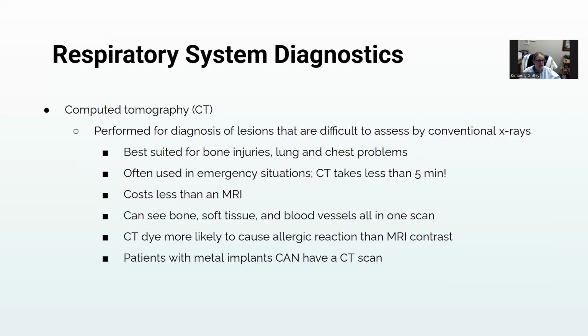But your CT dye, if you need it, is more likely to cause an allergic reaction than the MRI contrast. So if somebody's going to get CT dye, you want to make sure that they're not allergic to shellfish or iodine. And if you have a metal implant, you can have a CT. It's just MRI that you have to be very careful of. So if you have a pacemaker or an implanted defibrillator, you can still have a CT. You're not going to run that risk.